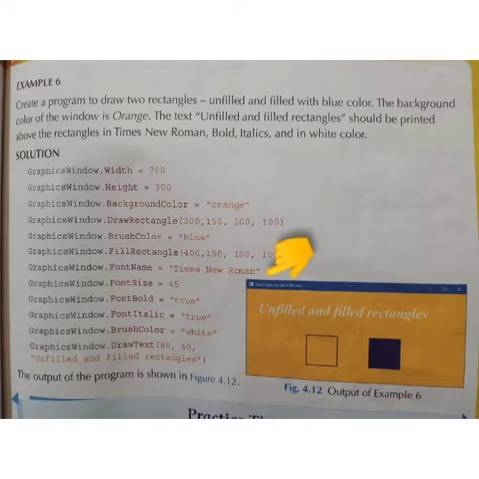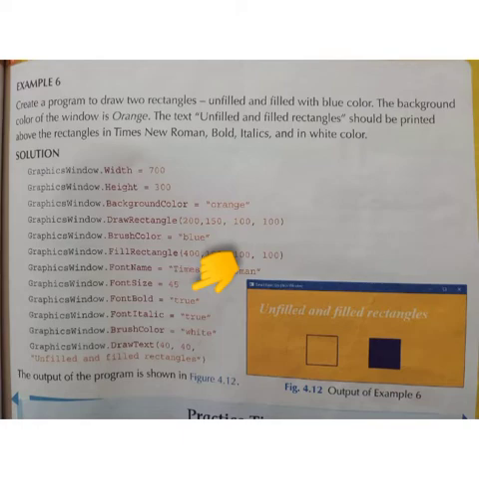Next, graphics window dot font name. The font name they asked for is Times New Roman, so I mentioned Times New Roman. Then graphics window dot font size. Here they didn't give any font size, so we should mention the font size. Before writing anything, we need to fix that. Do you know the default value of the font size? It is 12 only. Here I mentioned 45. You can give any font size here.